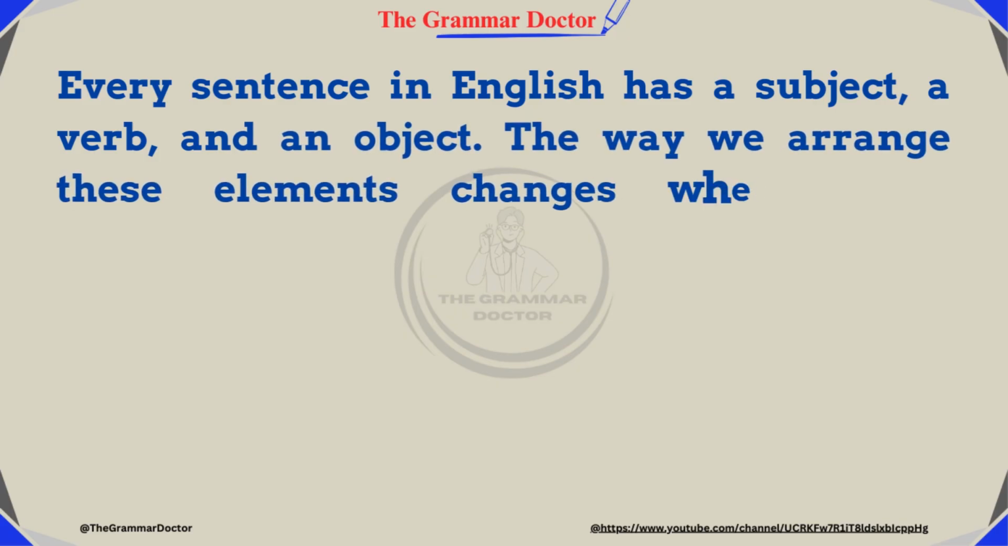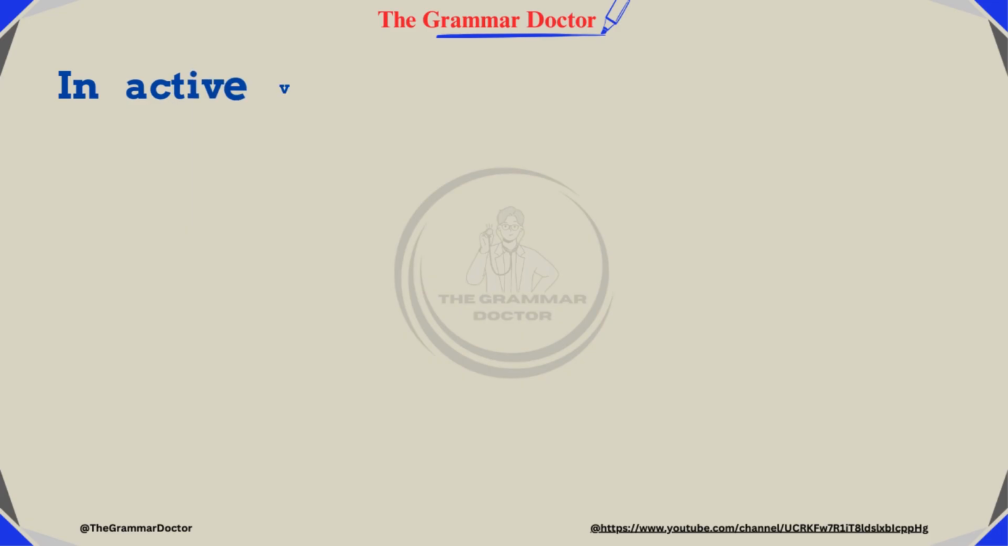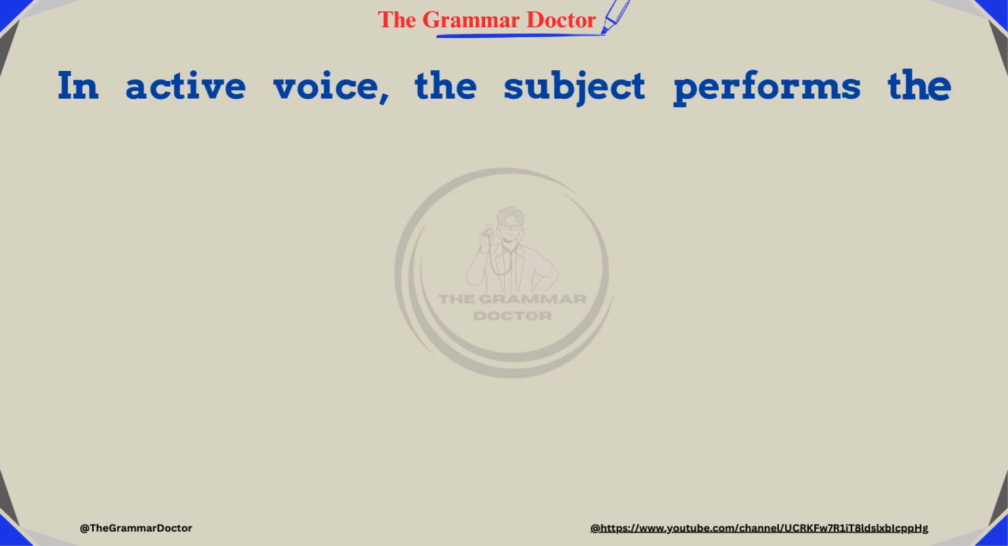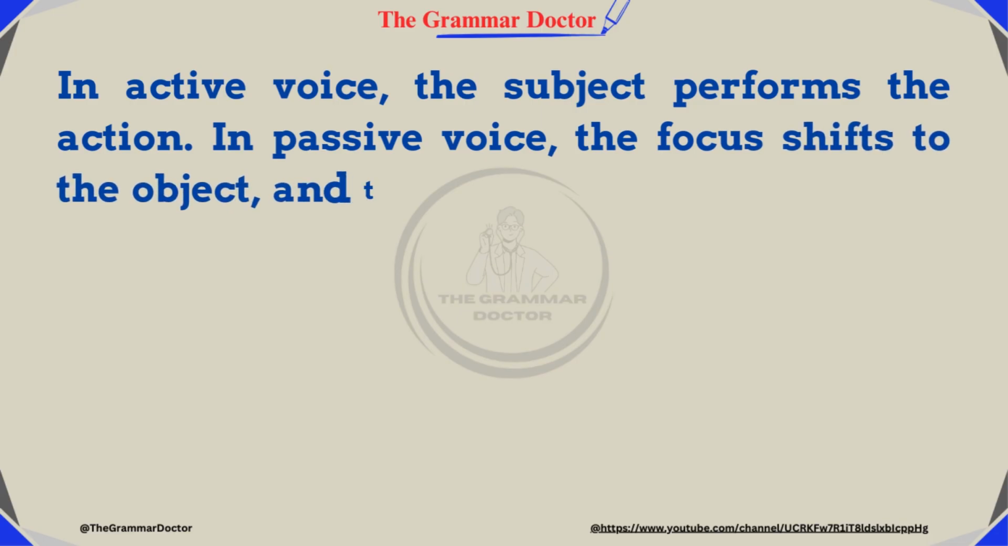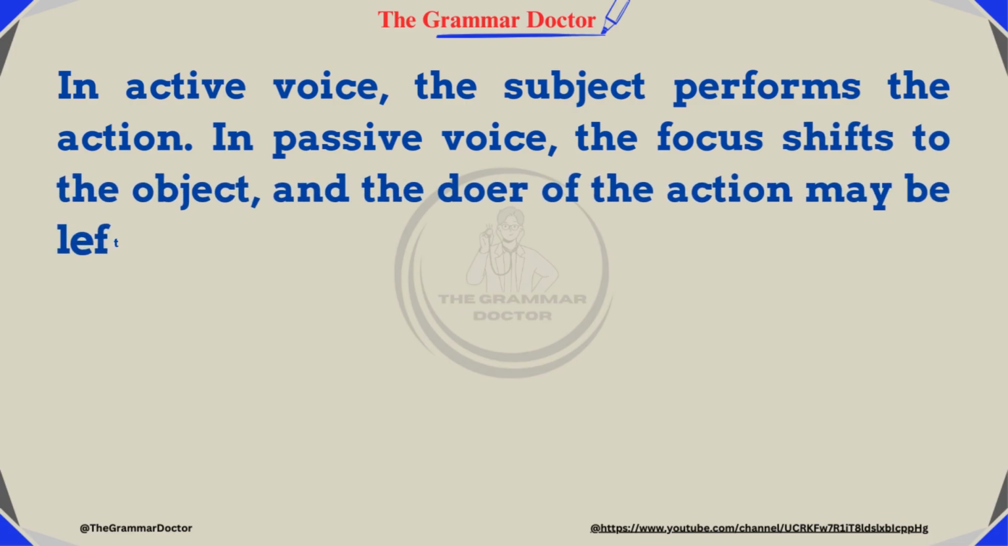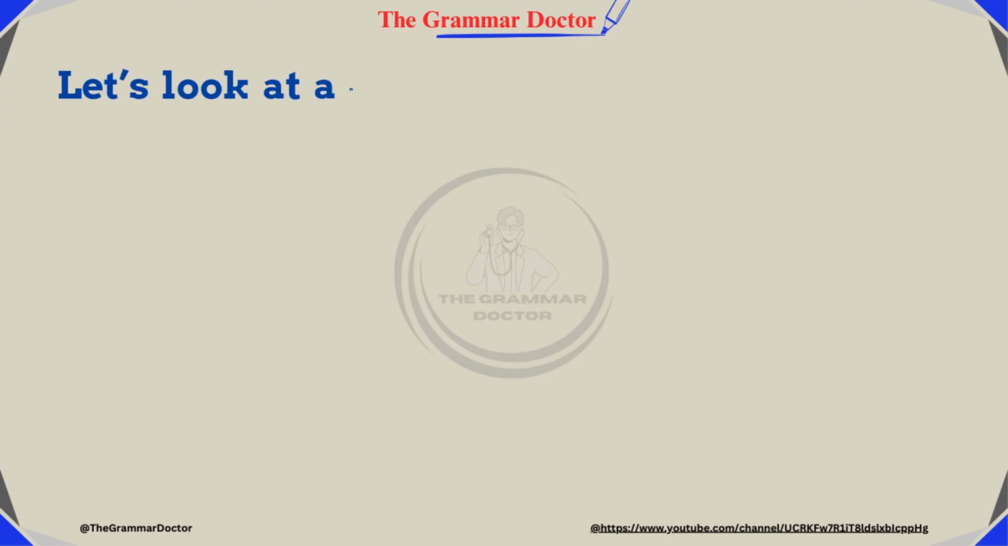The way we arrange these elements changes whether the sentence is in the active or passive voice. In active voice, the subject performs the action. In passive voice, the focus shifts to the object, and the doer of the action may be left out or mentioned later in the sentence. Let's look at an example.